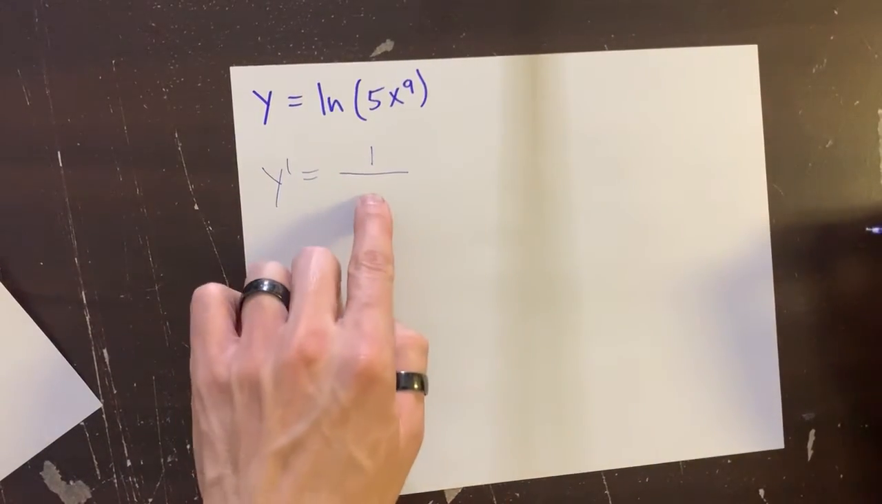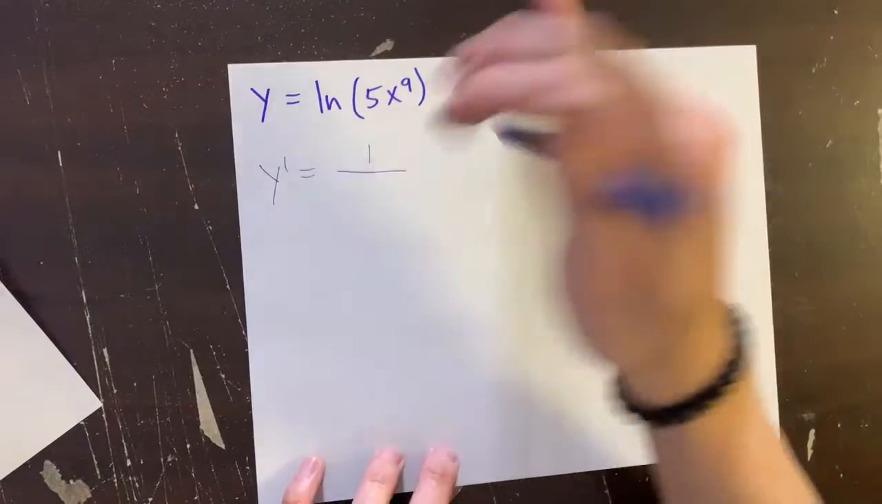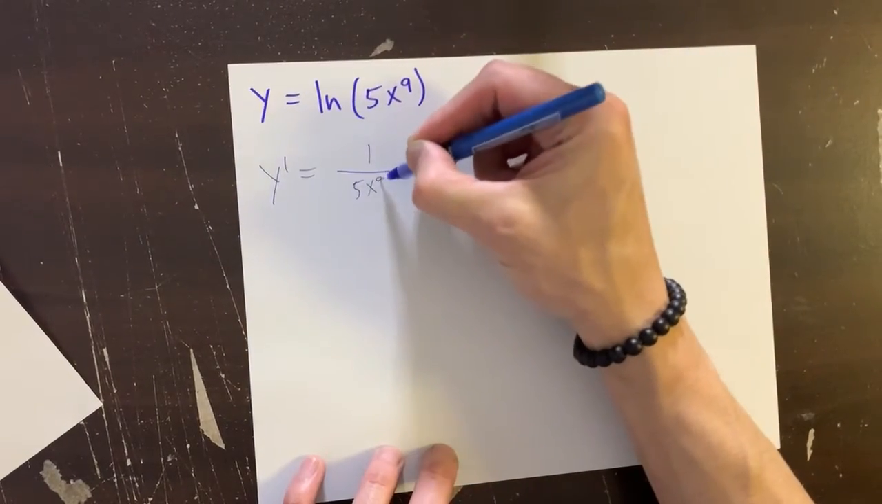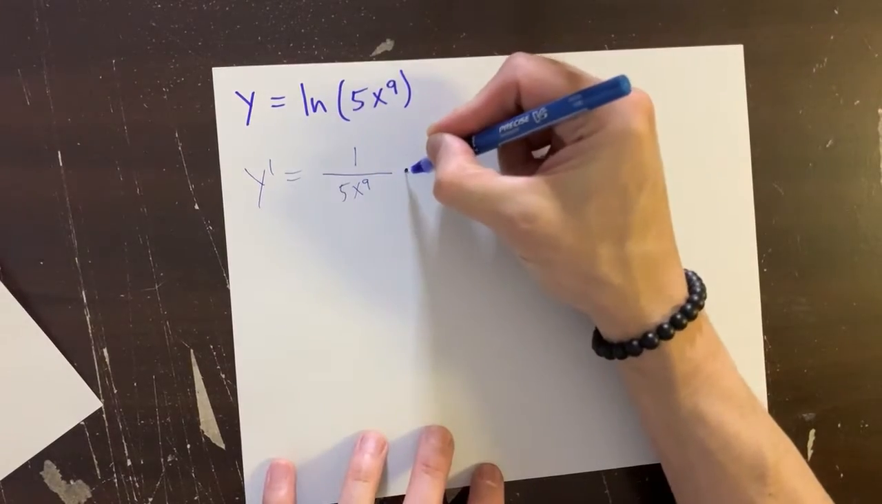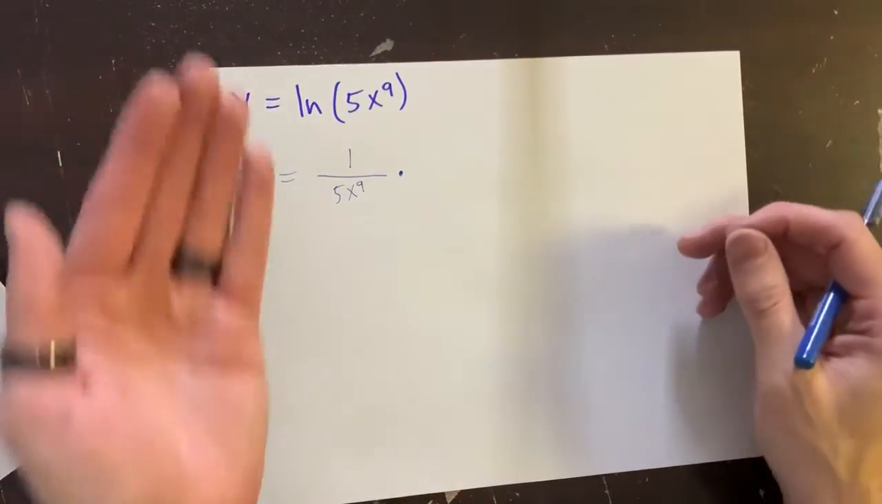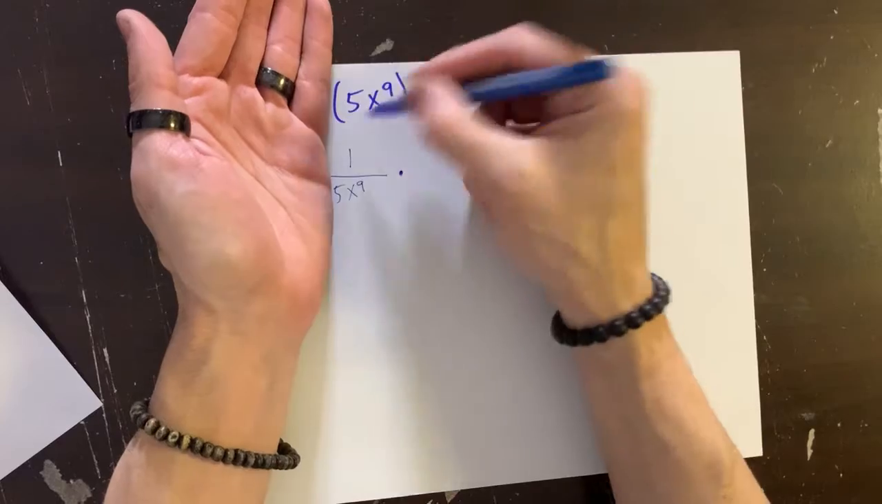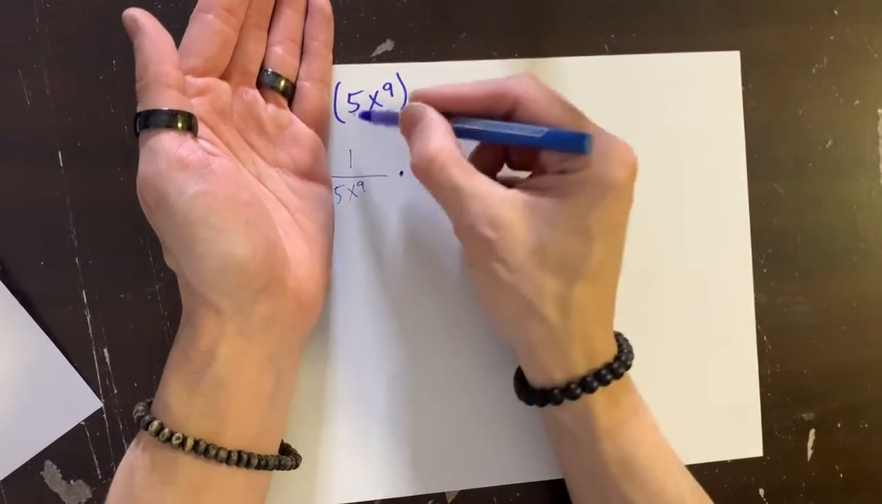And then the denominator is going to be the original item in the parentheses exactly as you see it. It's an immediate copy and paste. Now, I'm going to multiply by the derivative of the inside. So now I'm ignoring natural log. I'm looking only inside the parentheses. I ask myself, what's the derivative of this?